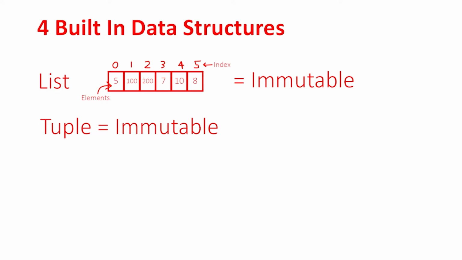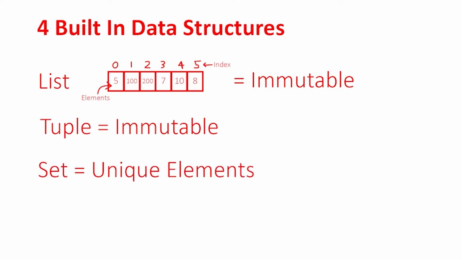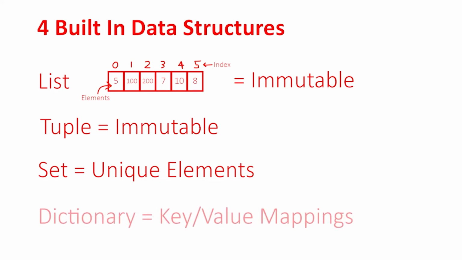Tuples, on the other hand, are immutable, meaning that once you declare them in memory, they can't be modified. And immutability will make more sense when we write some Python code to illustrate the process. A set is a data structure that can only contain unique elements. And then last but not least, a dictionary contains key value mappings. And dictionaries are an extremely important data structure in all computer science.